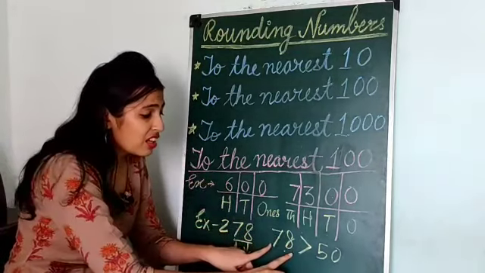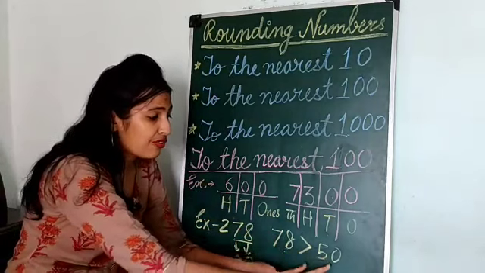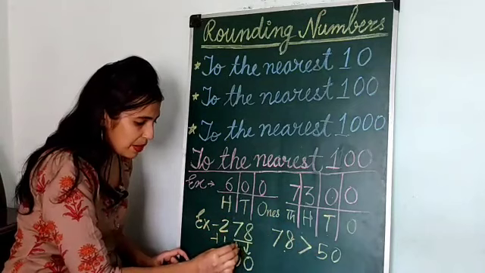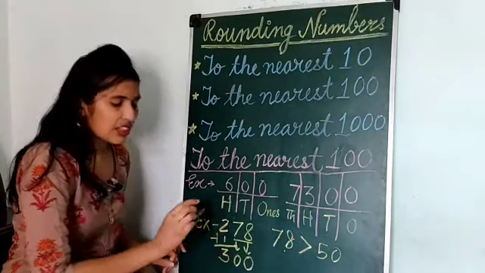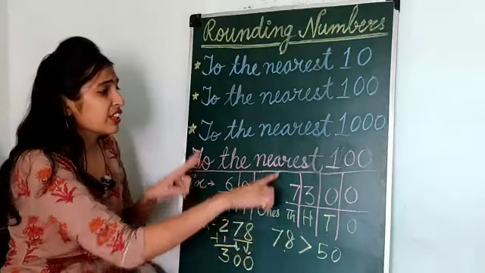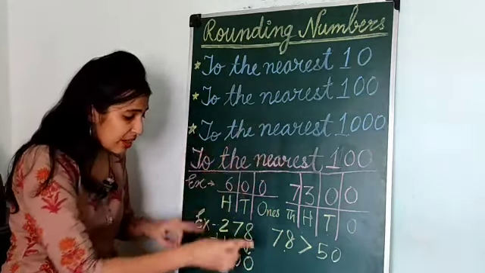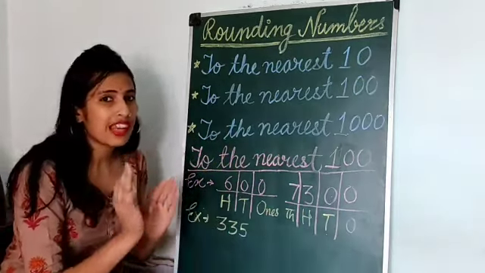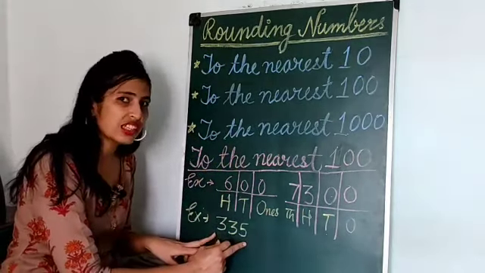And when the number is greater than 50, we have to add 1 in the 100 place number. So the number will be 300. So when we round off number 278 to the nearest 100, the number will be 300. Let's take another example. Our next example is number 335.